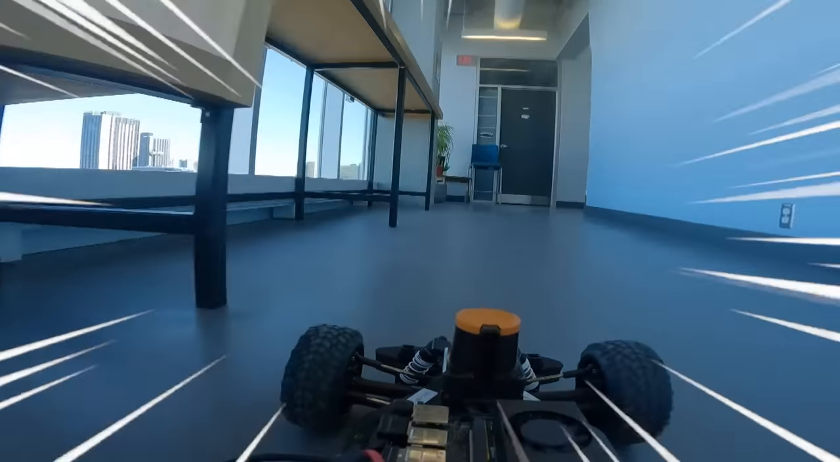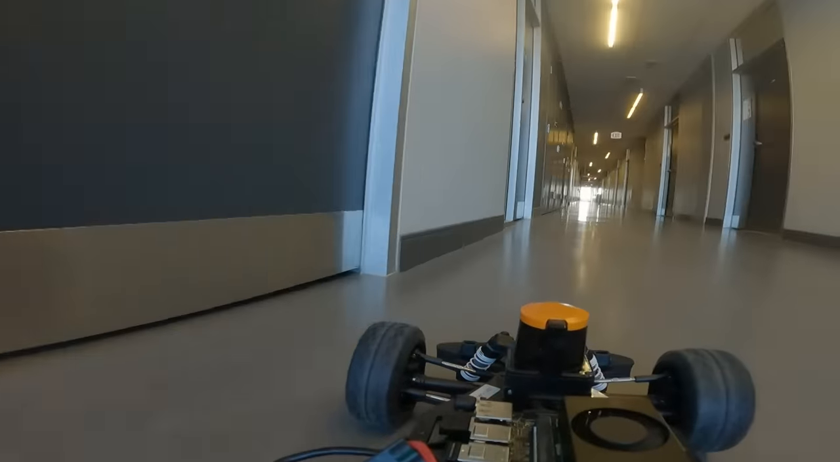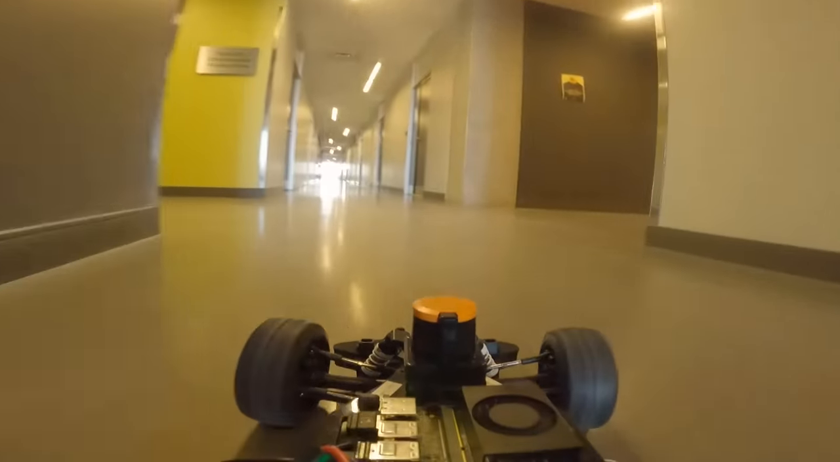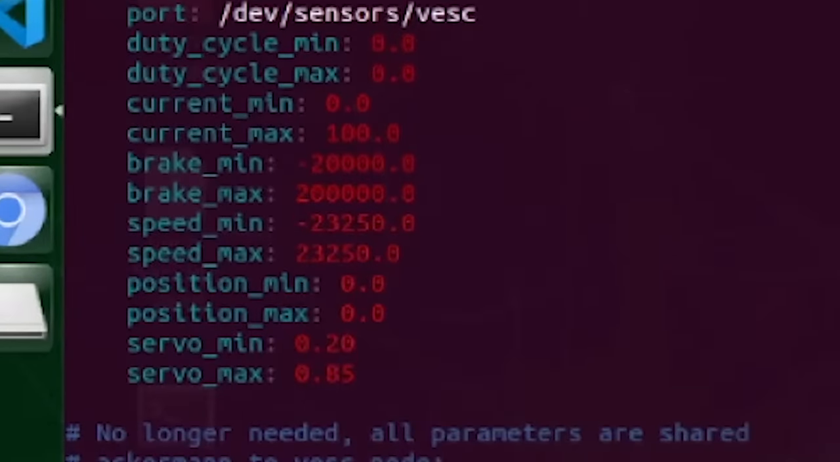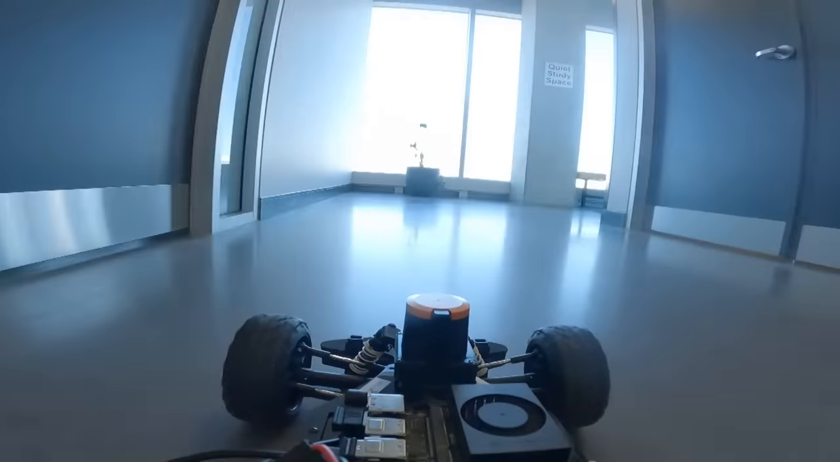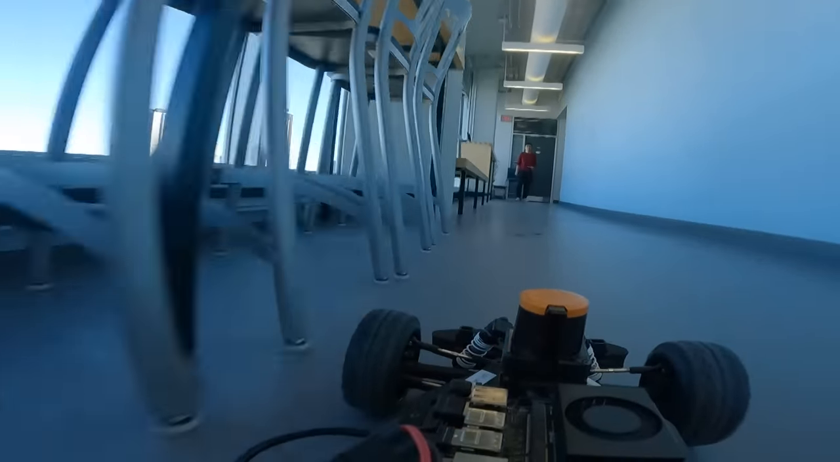Oh my god, the car's so much more responsive and can accelerate faster. But we need to go even faster. Oh, they put a software limit of 5 meters per second on this car. No wonder it can't go faster. And after 3 weeks of pain and pain and pain, oh my god, this feels so good, man.